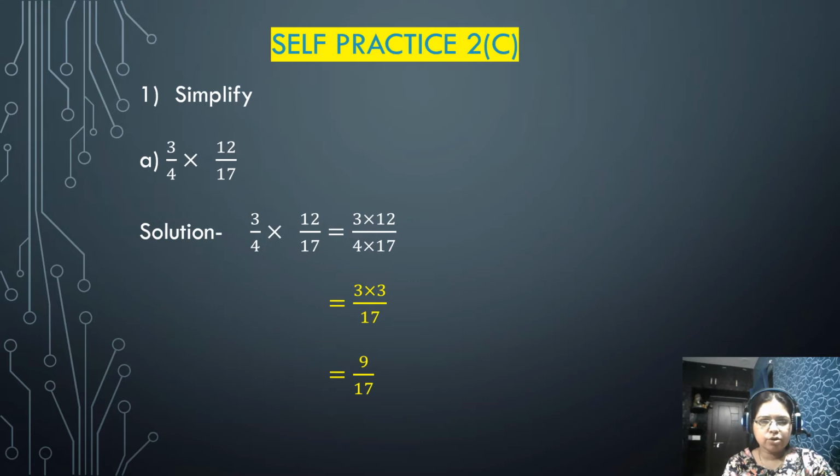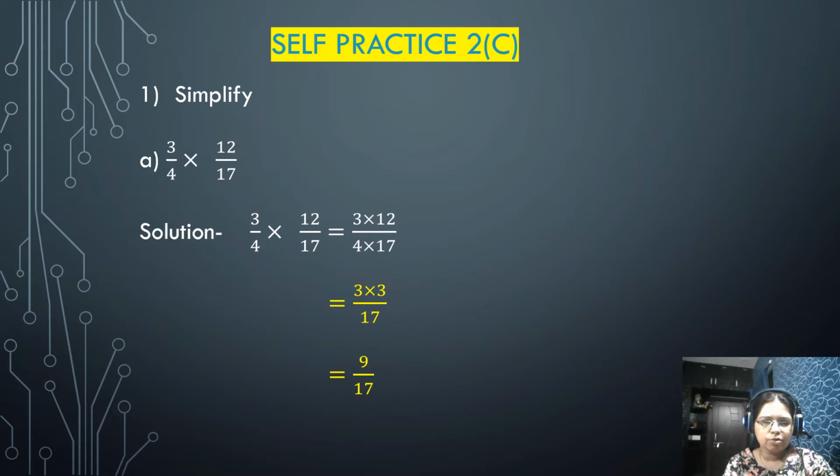Now we will solve question number 1. Question number 1 is simplify. The first part is 3 divided by 4 multiplied with 12 divided by 17. When we multiply two fractions, it equals multiplying the numerators divided by multiplying the denominators. Here the first fraction is 3 divided by 4 and the second fraction is 12 divided by 17. Multiplying the numerators: the numerator of the first fraction is 3 and of the second fraction is 12.